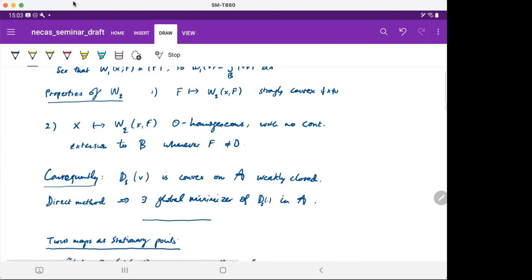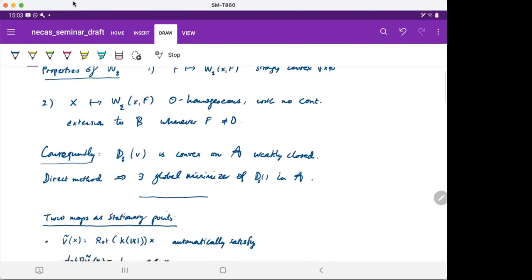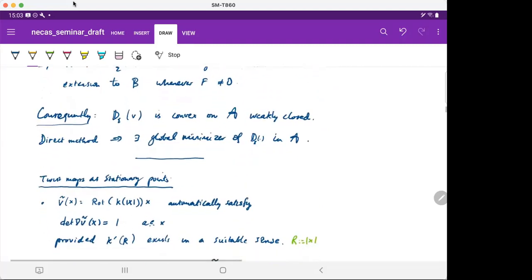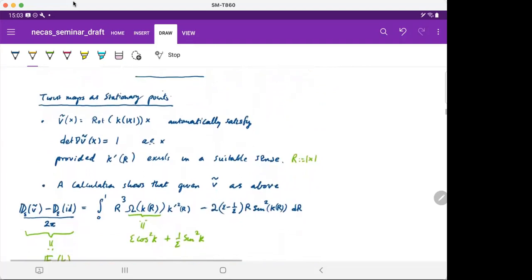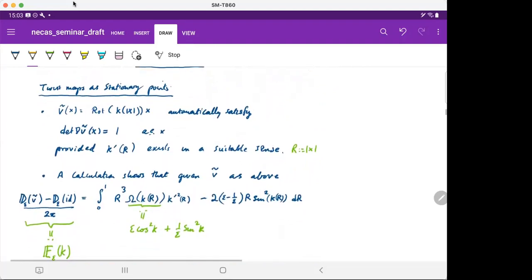Okay, and it turns out you can go some way towards that goal. So my next section is twist maps as stationary points.